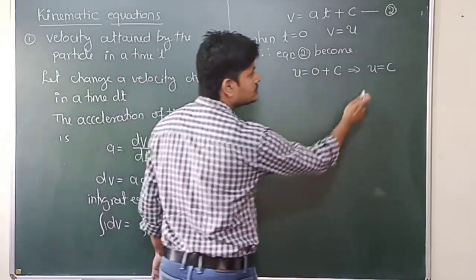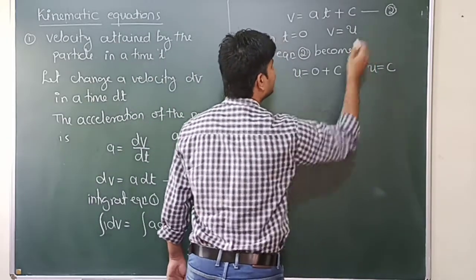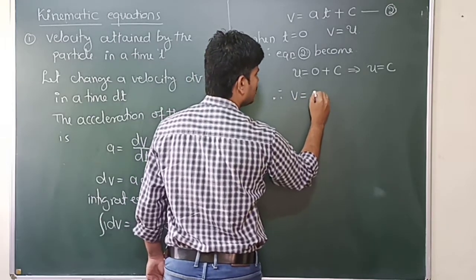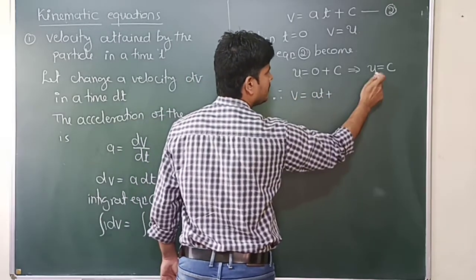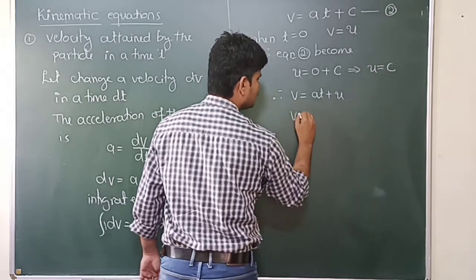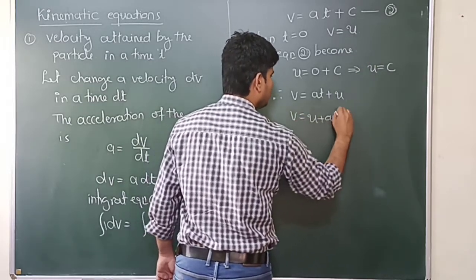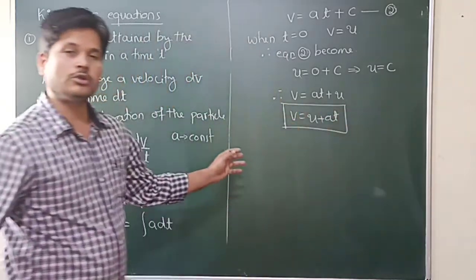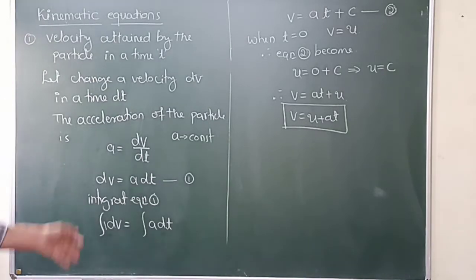Right? Now substitute this value into equation 2. Therefore, v is equal to at plus, in the place of c, substitute u. That is v is equal to u plus at. We have derived this equation. Note it down or take a snapshot of this board.